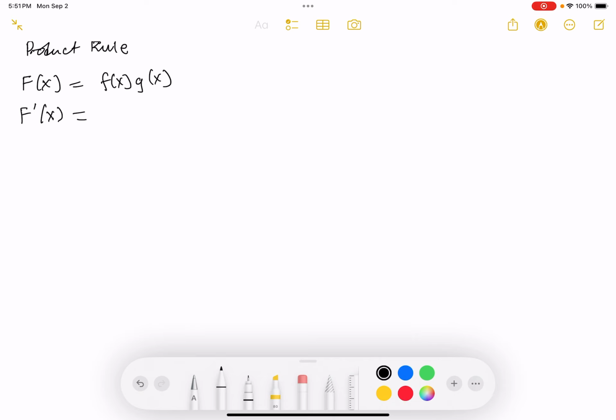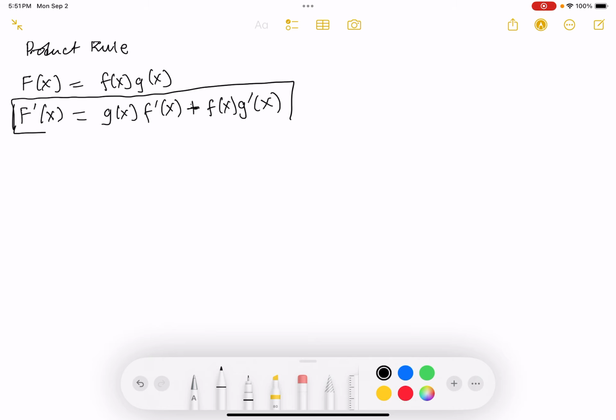So in this case, I can start off with holding g, and I'll say g of x times f prime of x, plus f of x times g prime of x. And that will be the derivative of the function.